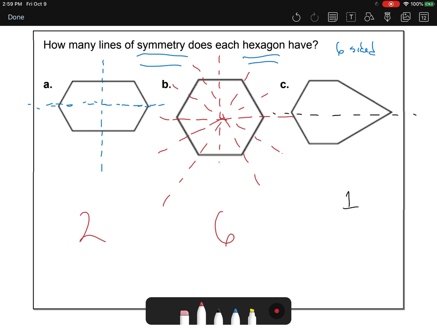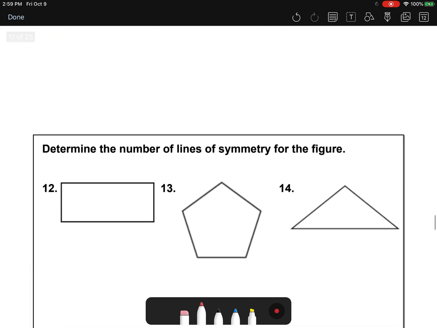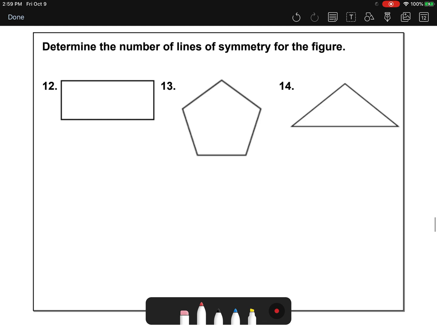Okay, so those are called lines of symmetry. How about the lines of symmetry of a rectangle? 1, 2. If I do the diagonal, are they going to fold over? The answer is no. So that's it. Vertical and horizontal.